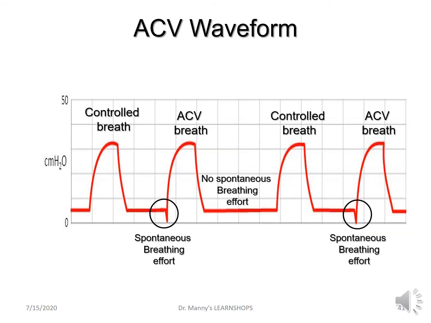Here's an example of an assist control ventilation waveform. You've got the control breath, and then you can see the negative deflection below the line circled by the black circle. That's the patient's breathing effort. And because they make a negative pressure, the machine recognizes that, and because it recognizes it, it will give the breath early. As you can see, the waveform is irregular. So the patient can initiate when they want the breath.